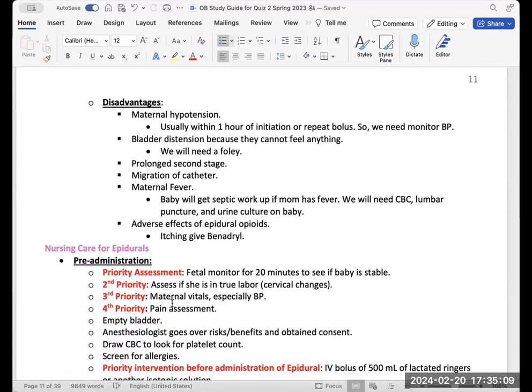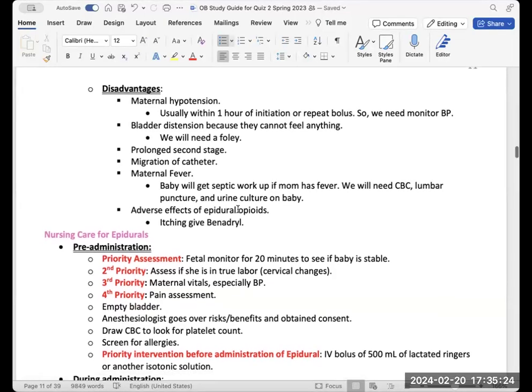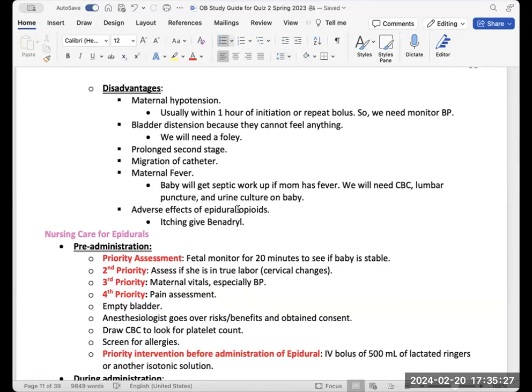It can cause bladder distension. They might not be able to feel anything because remember, it's causing numbness. You're putting something into the spine, which can numb everything below. So Foley catheter, right? It can prolong that second stage of labor. It can cause a maternal fever.